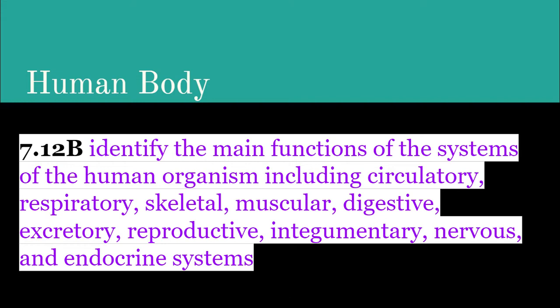712b, identify the main functions of the system of the human organism, including circulatory, respiratory, skeletal, muscular, digestive, excretory, reproductive, integumentary, nervous, and endocrine systems. So you have to identify the function. Could be in words, it could be in a picture, and you have to say how the function is the job and how they are working with other systems.